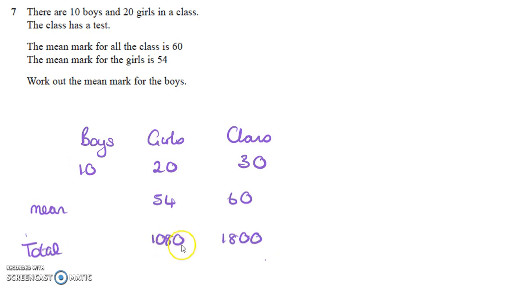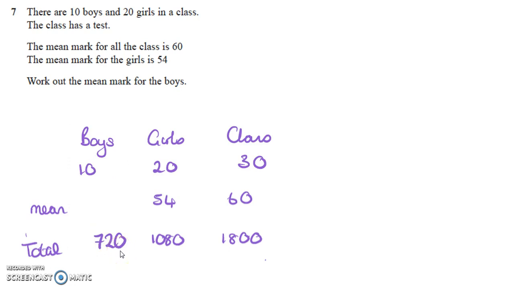These are the 2 totals here, and from this we can start to work out the total number of marks the boys must have got, because we can find the difference between these two. So we can do 1800 minus 1080, and that will give us 720. So there were 10 boys, they got 720 marks in total.